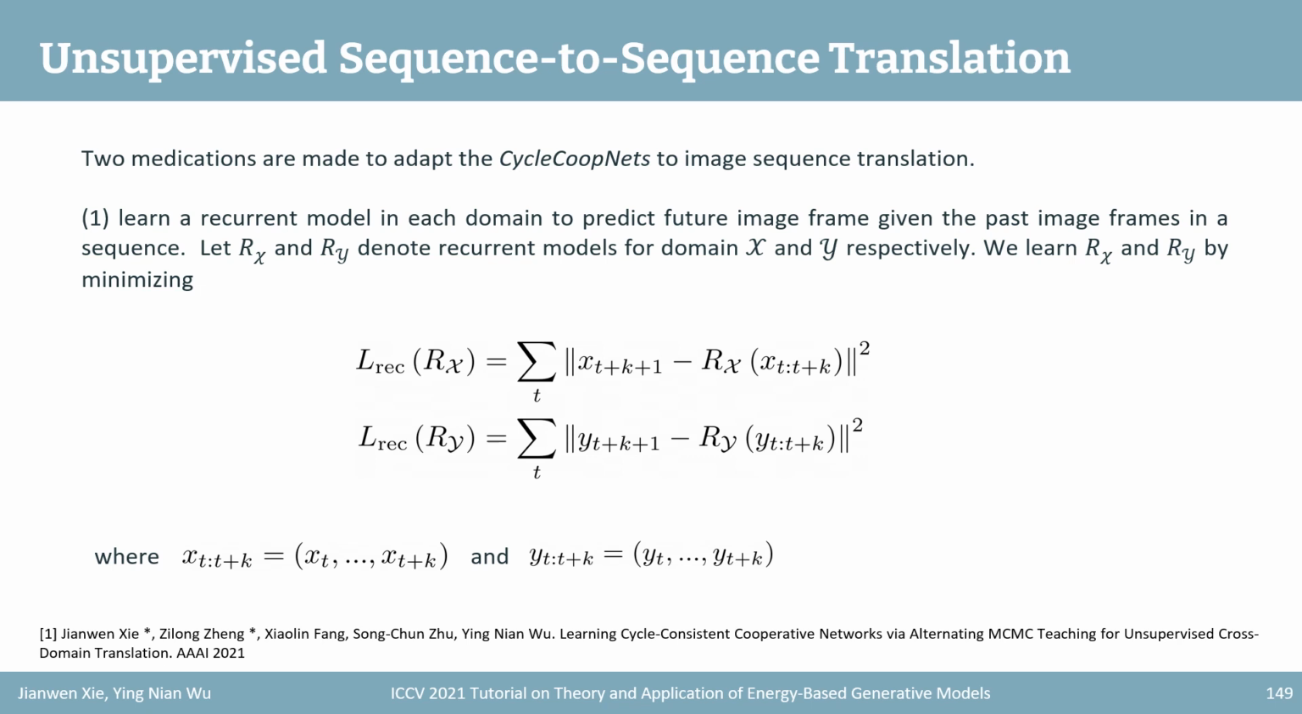In order to adapt the original cycle-consistent cooperative network to image sequence translation, we learn an actual recurrent model in each domain to predict future image frames given the past image frames in a sequence. We use Rx and Ry to denote recurrent models for domain X and Y respectively. Each recurrent model is trained to minimize the output reconstruction error.